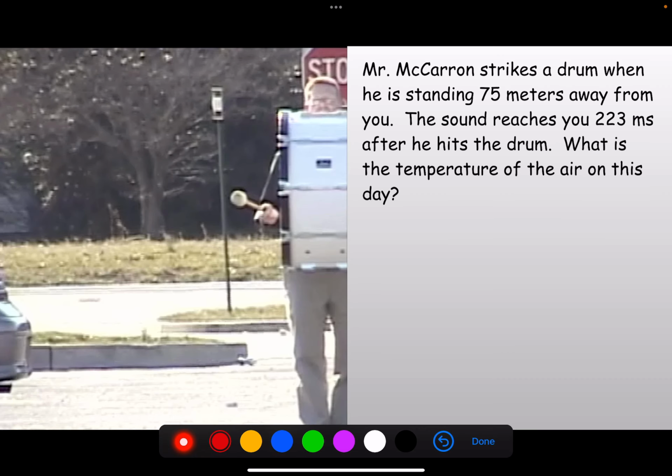Let's do one more where we're working backwards. This time we have Mr. McCarron exactly 75 meters away from the camera. Using the video analysis, we find that it takes the sound 233 milliseconds to reach us. When he hits the drum and when the sound arrives at our location are off by a little more than 0.2 seconds.